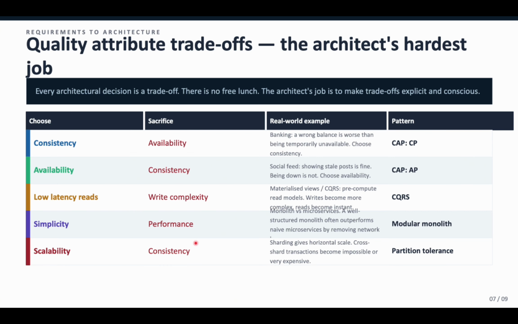None of these trade-offs have a universally right answer. The right answer depends on your dominant quality attribute, which is why question 1 on the previous slide is always first. So the architect's job is not to find the perfect solution. It is to choose the right trade-off for this system at this scale for these users with this team. So make that choice consciously, document it in an ADR, and then own it.